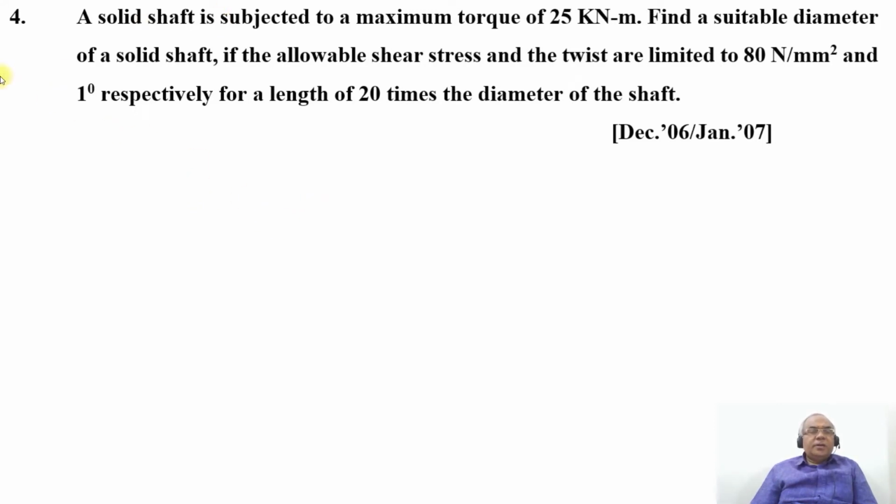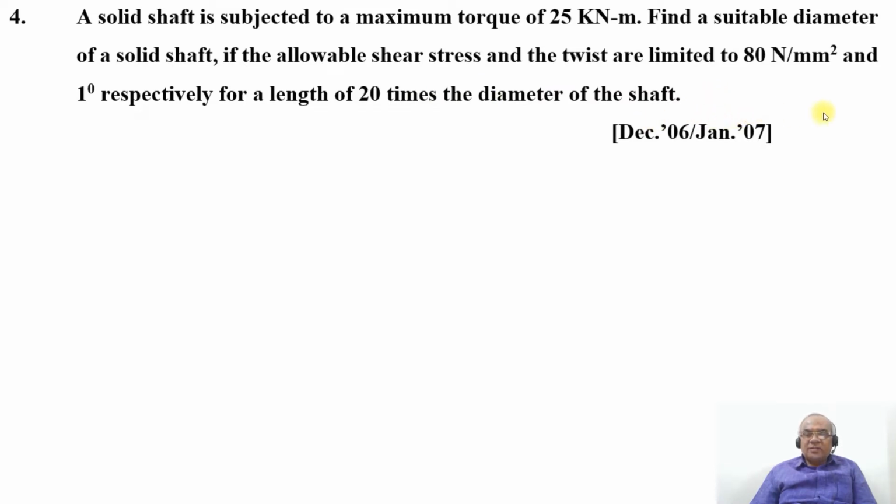Now in this video, we're going to take up one more problem, problem number 4. A solid shaft is subjected to a maximum torque of 25 kilonewton meter. Find a suitable diameter of the solid shaft, if the allowable shear stress and the twist are limited to 80 Newton per mm square and 1 degree respectively, for a length of 20 times the diameter of the shaft.